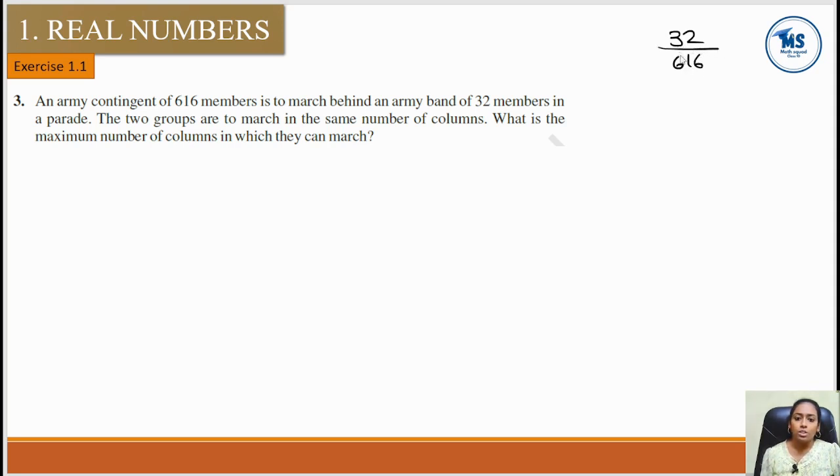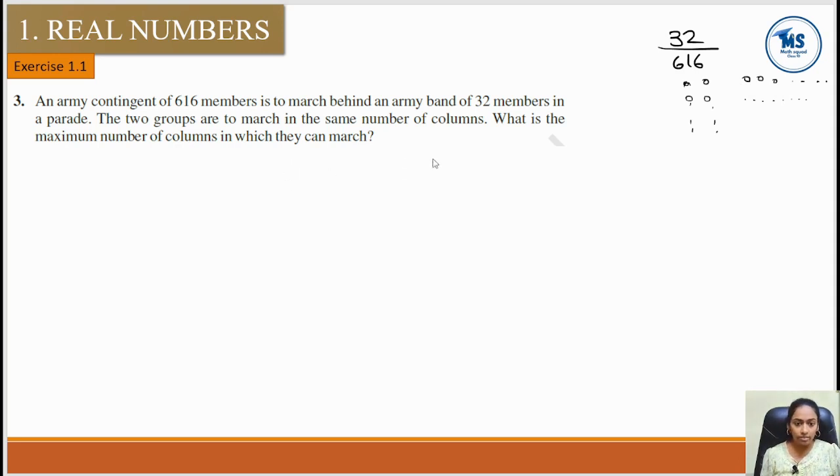If you arrange 32 members in 2 columns, 616 members also you should arrange in 2 columns only. What is the maximum number of columns in which they can march like this? Suppose you are arranging 32 members in 32 different columns, 616 members also you should be able to arrange in 32 different columns. So like that, what is the maximum number they are asking? Simple. HCF of 32 and 616.